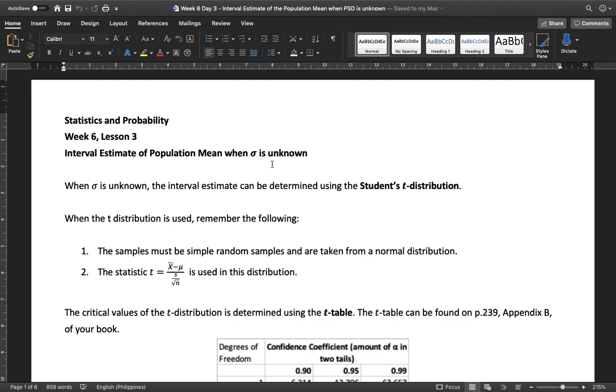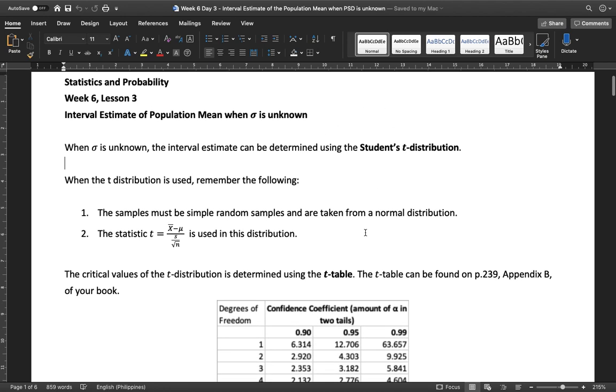But this time, ano gagawin natin kapag hindi natin alam yung population standard deviation? We can still determine the interval estimate, but we're not going to use the Z table there. We're going to use another kind of distribution, which is what we call the student's T distribution. Fun fact lang, this student is a pen name for the person who developed the T distribution.